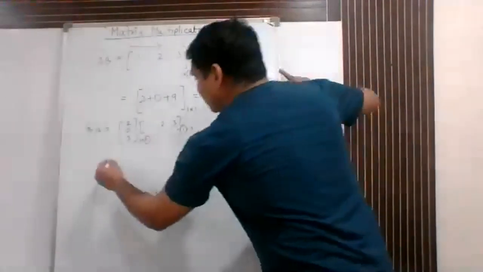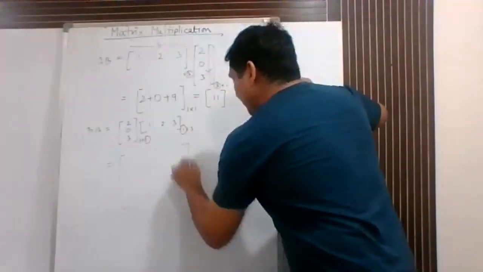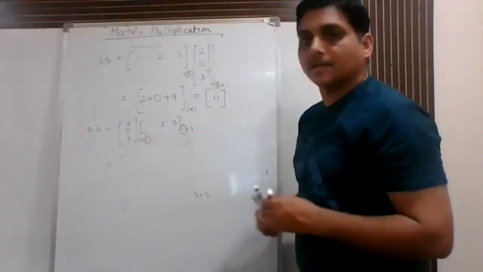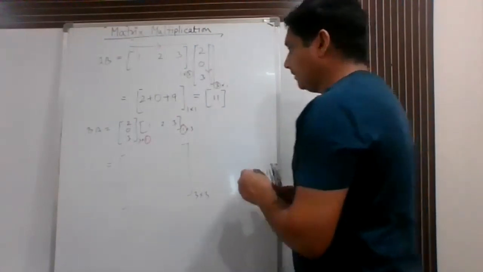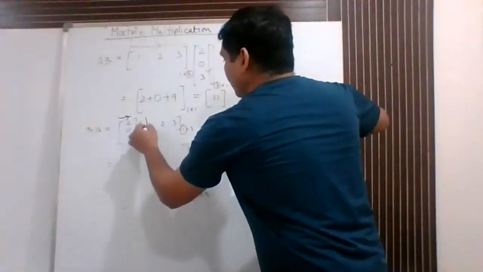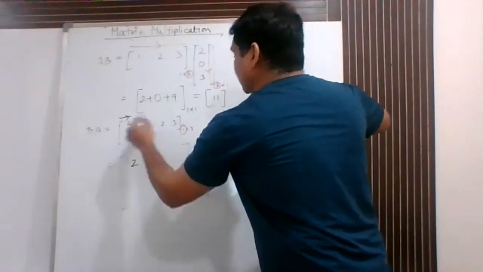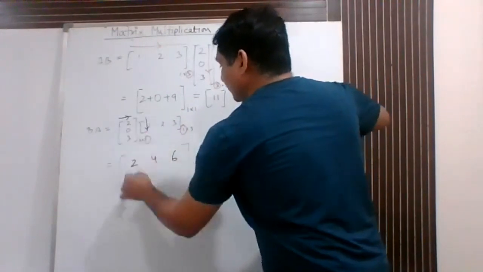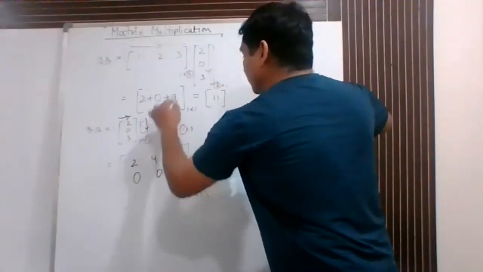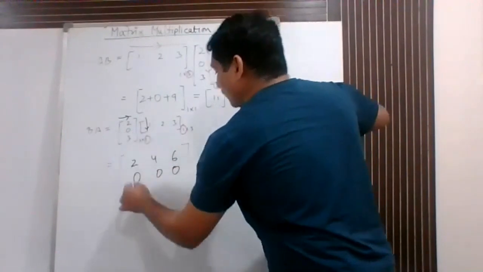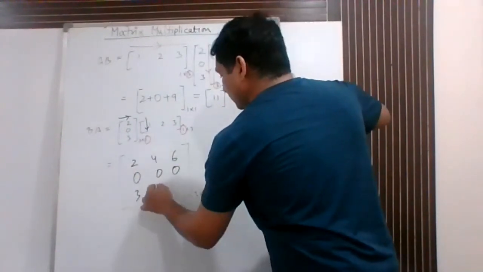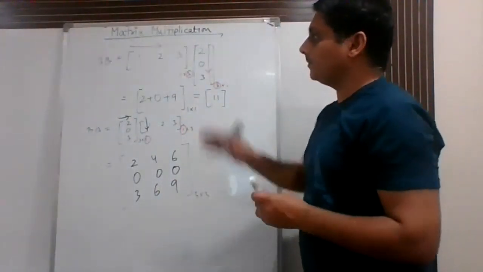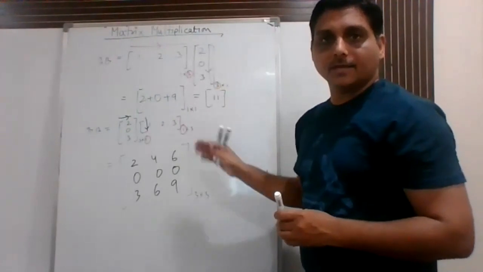Now how to perform that? Your resultant will be of the order 3 cross 3. Why? Because this is giving us the clue. 3 cross 3 will be the resultant. So now let us perform. So horizontal and here vertical. So this into this, that is 2. Next, move to this one, 4. Next, move to this one, that is 6. Then 0 into this, 0. 0 into this is 0. 0 into this, 3 is 0. Then 3 into 1, 3. 3 into 2, 6. 3 into 3, 9. So this is how you can perform A into B and B into A.